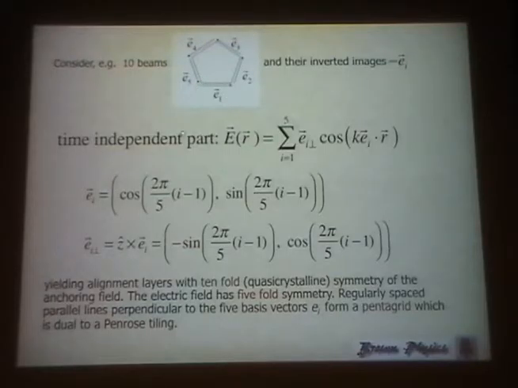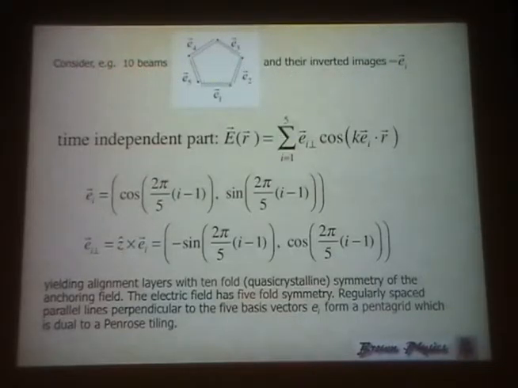directions. So remember, the E's before are telling me, if you look at the E field here, the E_i's are telling me the projection of the wave vector of the incoming beams in the plane of the polymer. Okay, so same notation as earlier. And so I have 10 beams, I have these 5, and they're inverted images.